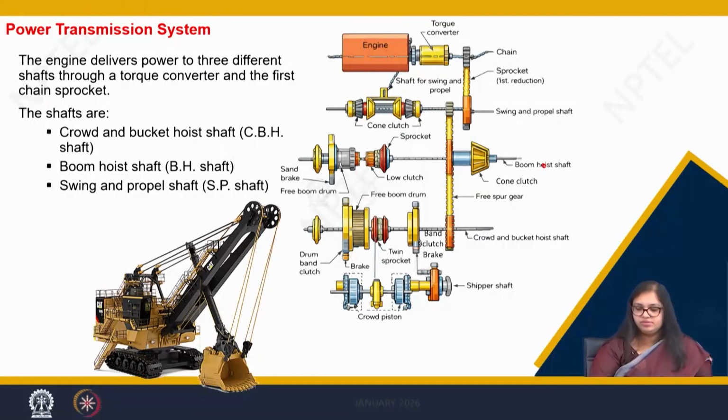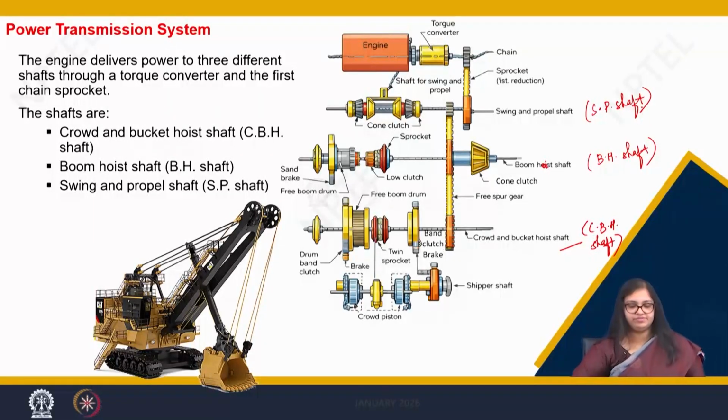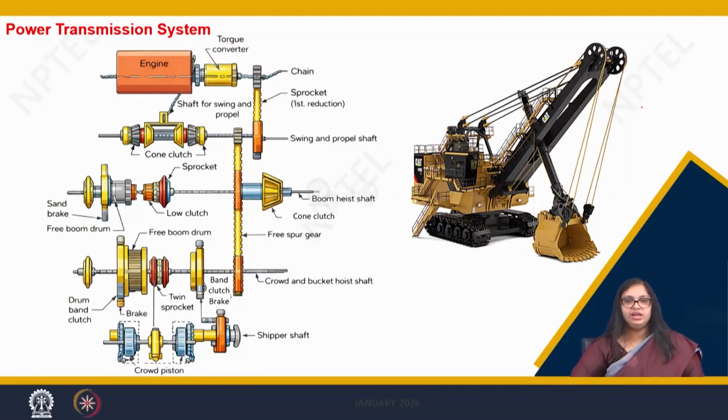So, this is the boom hoist shaft. This crowd and bucket hoist shaft, we call it the CBH shaft. The boom hoist shaft, we call it the BH shaft, and the swing and propel shaft, we call it the SP shaft. Now, let us try to understand it in detail.